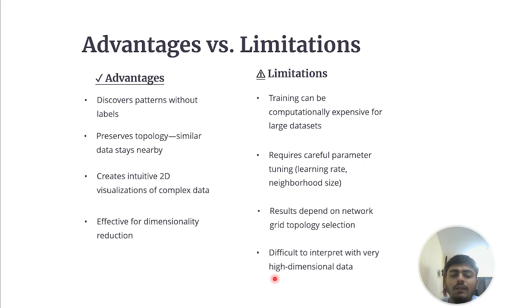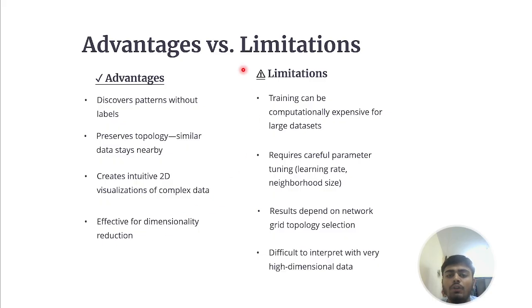After that, let us see the advantages and disadvantages of the self-organizing map. It can discover patterns. It preserves topology, meaning similar data points stay together. It provides intuitive 2D visualization for high-dimensional data. It is also effective for dimensionality reduction, helping with large data sets.